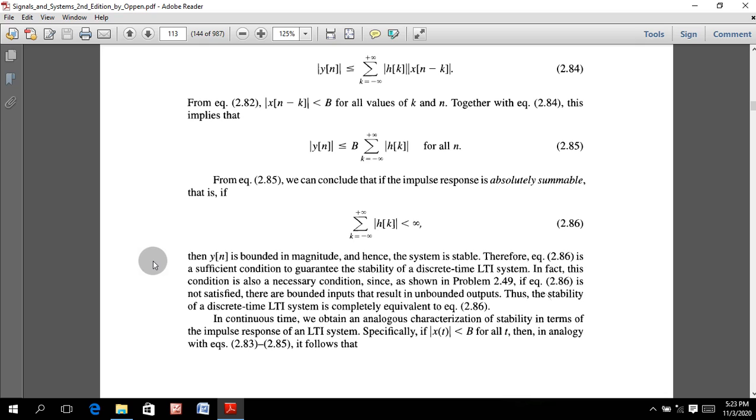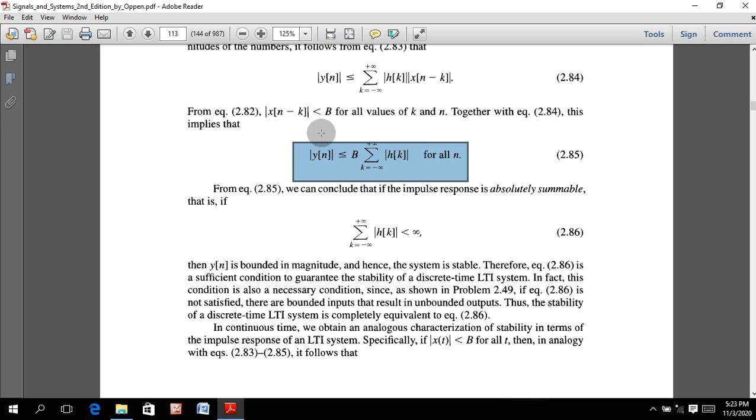For a system to be overall stable, we also need the output value, mod y of n, to be less than or equal to b, where b is also less than or equal to infinity. So this is the total condition. This condition should be met.